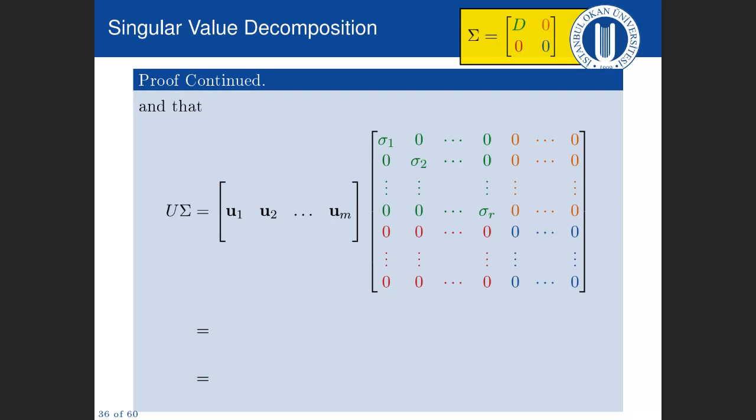The next thing I want to calculate is U sigma. U is the m by m matrix we just created, and sigma is this matrix which has a diagonal matrix at the top left in green, and then everywhere else it has zeros. When we multiply these two matrices together, we also get sigma 1 u1, sigma 2 u2, up to sigma r ur, and then after that, zero vectors for each column, which is the same as AV.